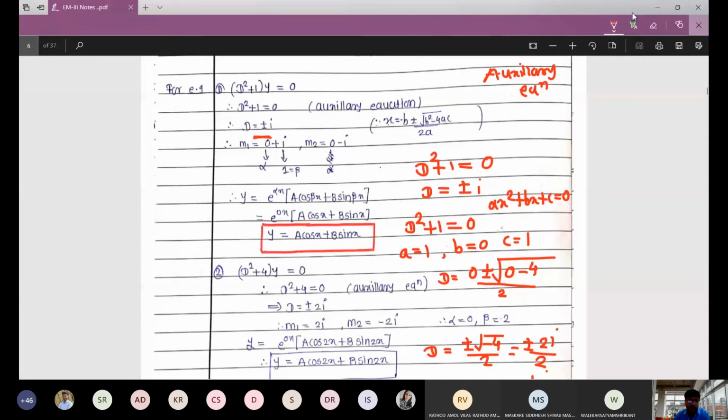And what is the value of alpha? Alpha is 0 here, so e to the power 0x. And what is the value of beta here? The coefficient of i, that is 1. So I'm just putting those values in this expression. We get e to the power 0x inside a cos x plus b sin x. And that's why the final solution of this problem is y is equal to a cos x plus b sin x. Do you understand this?